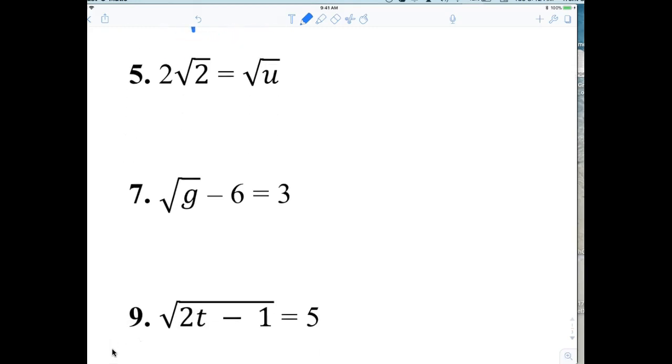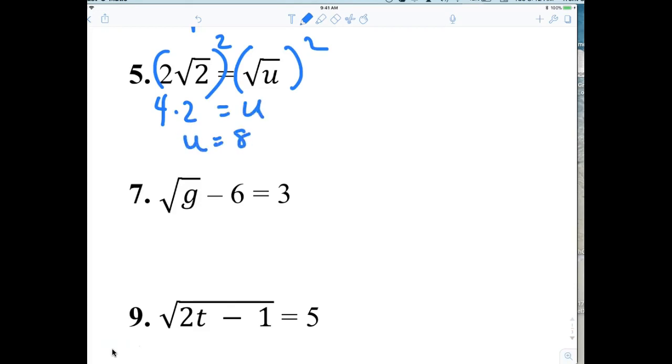All right, here we go. A little bit harder now. All right, we're squaring again. Now, again, you're squaring them individually. So what's 2 squared? What's the square root of 2 squared? There you have it. So u equals 8. That really was not that hard.